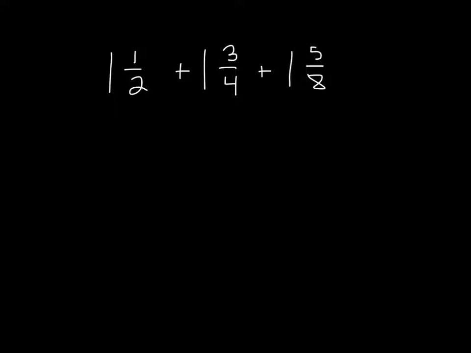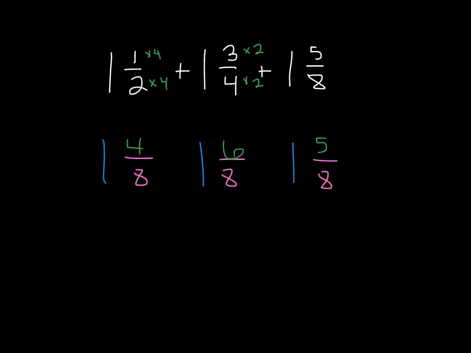Okay, we have 3 numbers, so we need to look at all 3 denominators. We have a 2, 4, and an 8. And the smallest number they'll all go into is 8. So to get 8, we have to multiply 2 by 4. So 1 times 4 is 4. And we have to multiply 4 by 2, so 3 times 2 is 6. The last one is 8. It didn't change, so the numerator doesn't change. And we leave the whole number portion as it is.